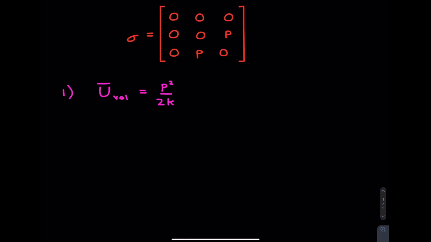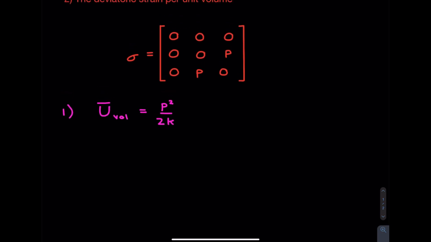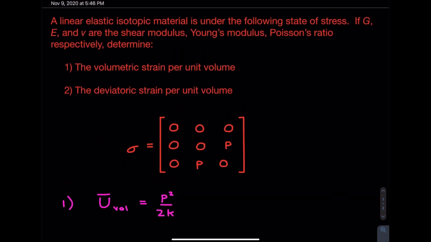Now this is great, it doesn't look very complex, but again, if I look up at the question here, it doesn't want anything in terms of K. It wants it in terms of G, E, as well as V. There's nothing there that says it wants it in terms of K. So I'm going to have to rearrange this.